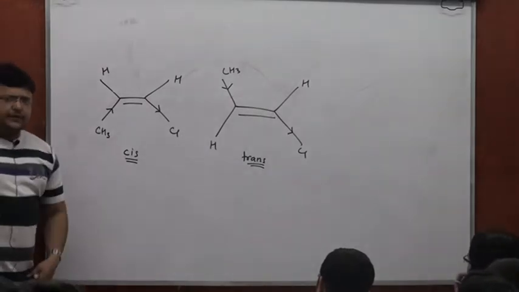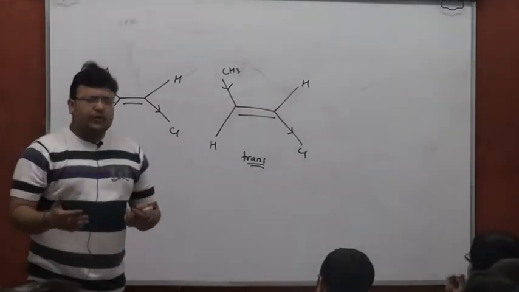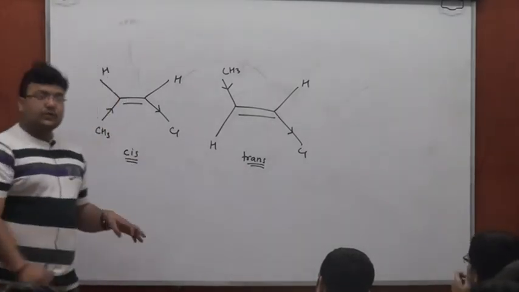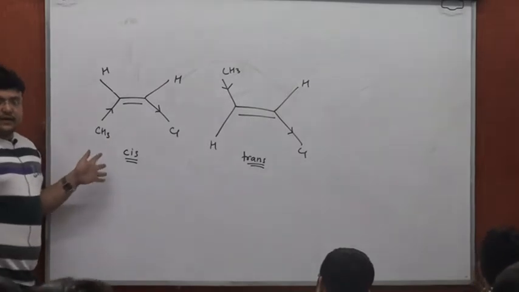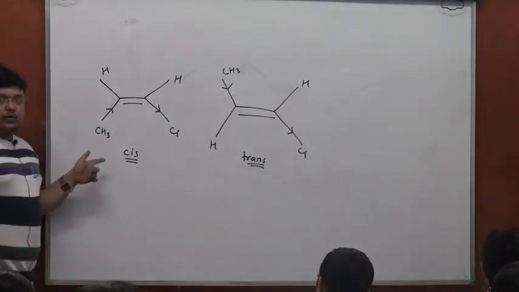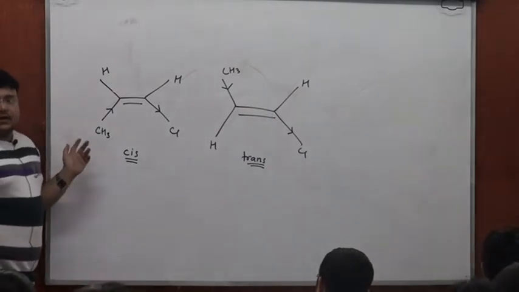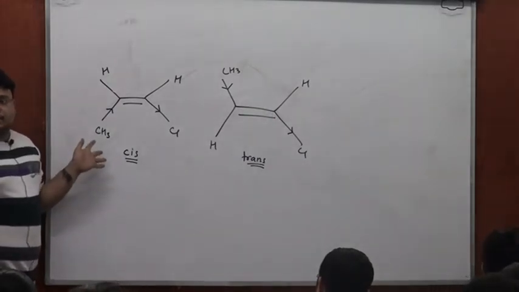Now, what I explored before, I told you was for general alkenes. But I told you it's not always going to be true. I can have a structure like this, a situation like this: 1-chloropropene. Tell me now whether the cis form or the trans form is going to have higher dipole.